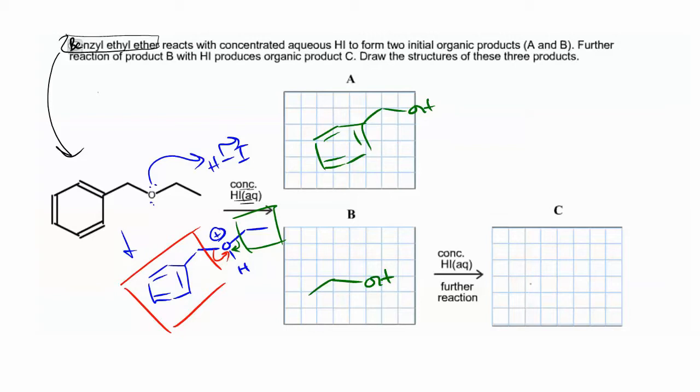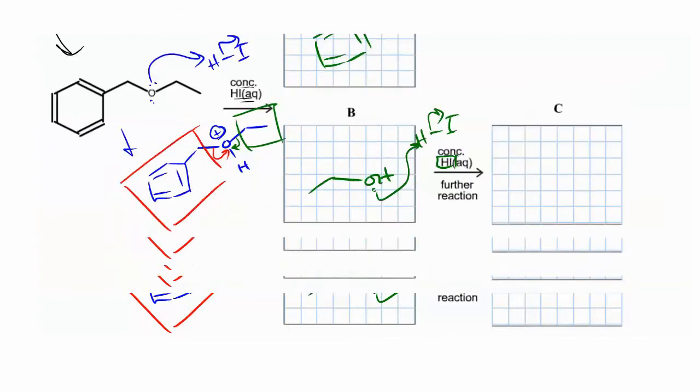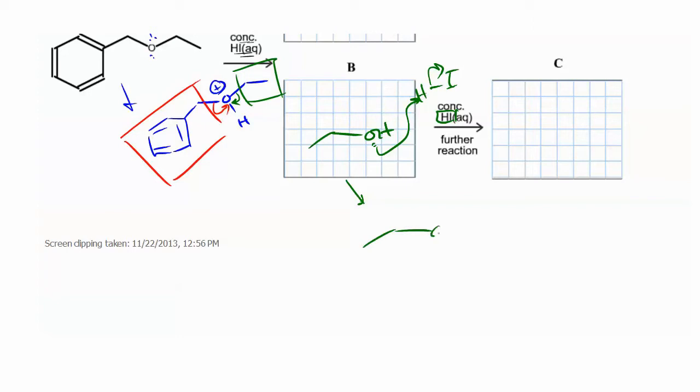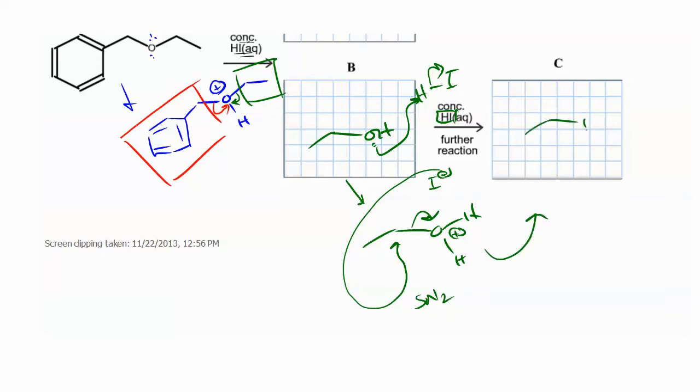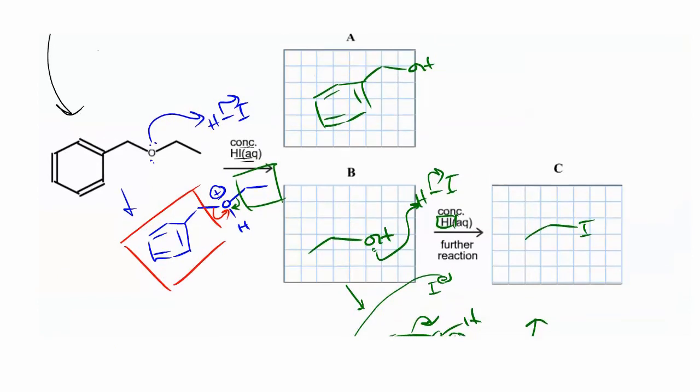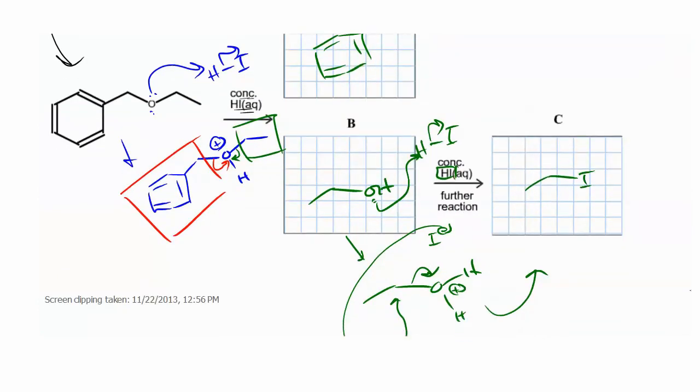So now we can have this HI here. It's going to protonate this here, and we're going to generate this. Then the I minus is going to be floating around in solution, and it's going to go here and do an SN2. It's going to generate this product here. It's not an SN1, it wouldn't be an SN1 in this case.